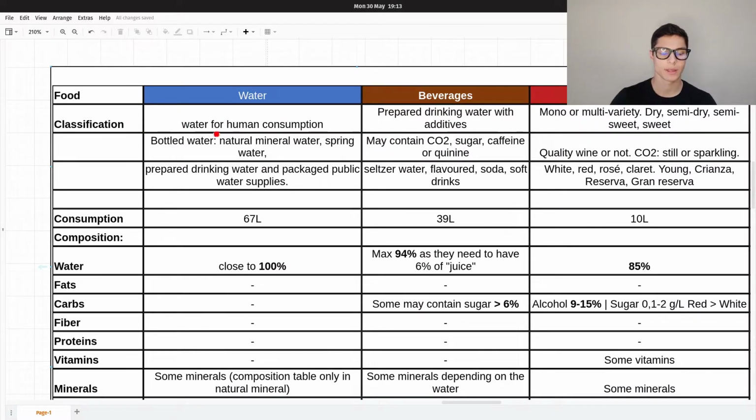Classification, okay, so it can be water for human consumption, aka tap water, or bottled water. And bottled water can be natural mineral water, spring water, prepared drinking water, and packaged public water supplies. These go from the highest quality to the lowest. You have to know that natural mineral water is the only one where you can find the composition table on the bottle, and the spring water is also fine, but it has some defects that make it not natural mineral water. And then we have prepared drinking water, and this is the water used for beverages, as we're going to see now. And the packaged public water supplies are only for emergency use.